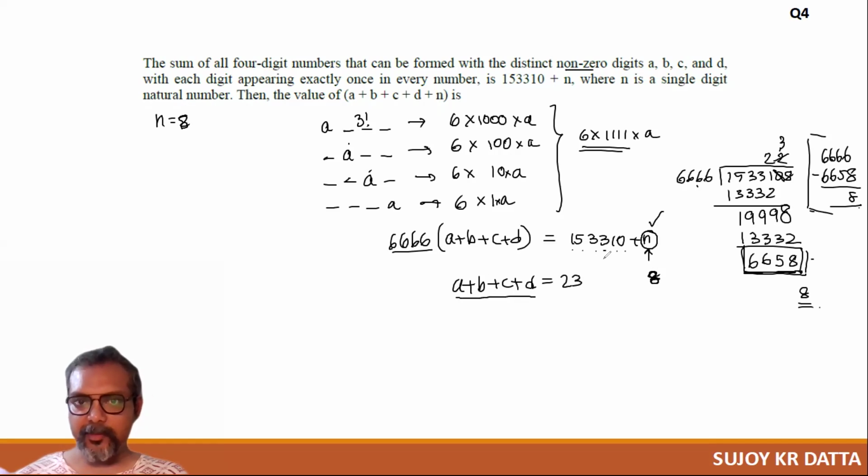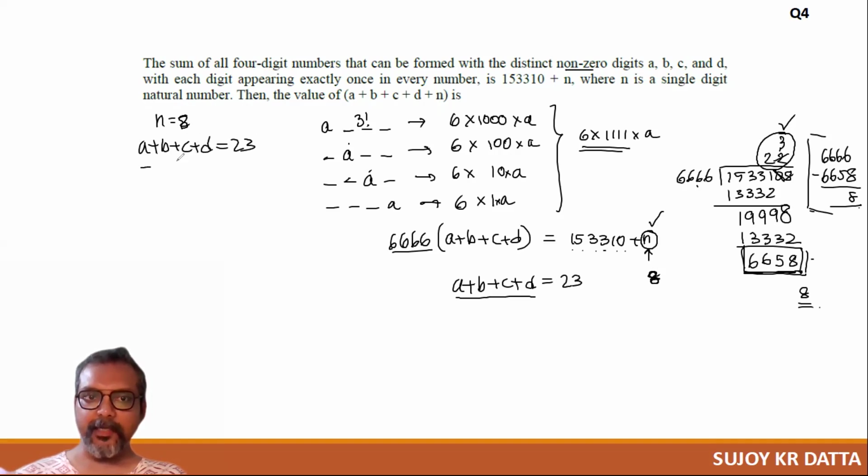And then ABCD would have become a factor of 153318 when divided by 6666, which gave us 23. So A plus B plus C plus D must have been 23. So even though we don't know what they individually are, we know their sum. They are asking us the value of all of these. So the value of all of these will be 31. So the answer is 31.